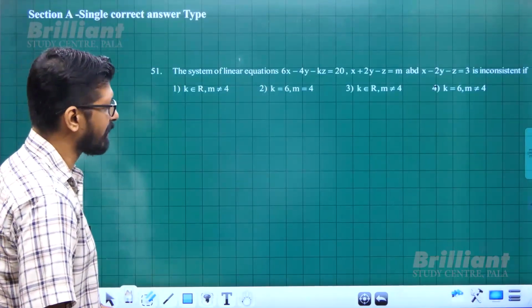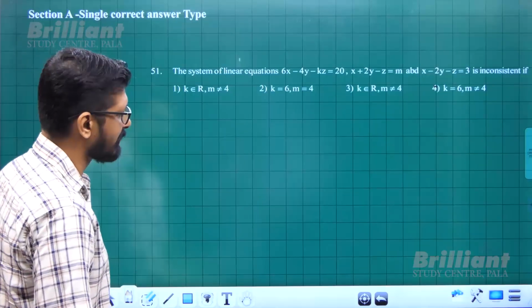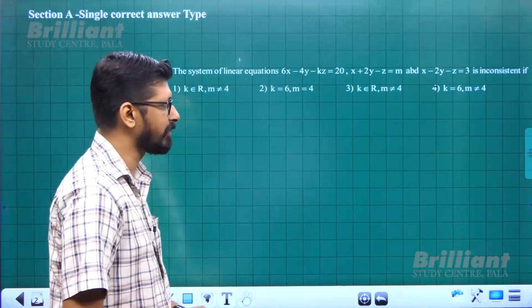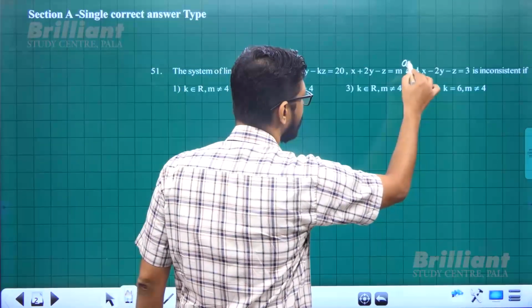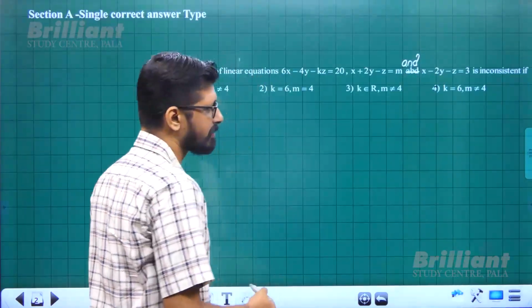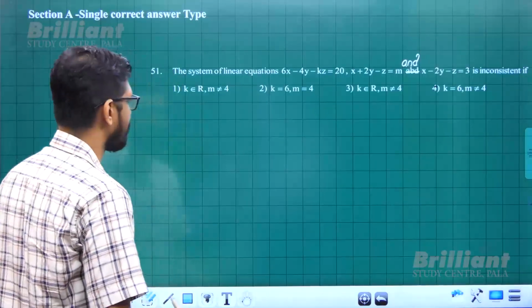The system of linear equations 6x minus 4y minus kz is equal to 20, x plus 2y minus z is equal to m, and x minus 2y minus z is equal to 3 is inconsistent if.